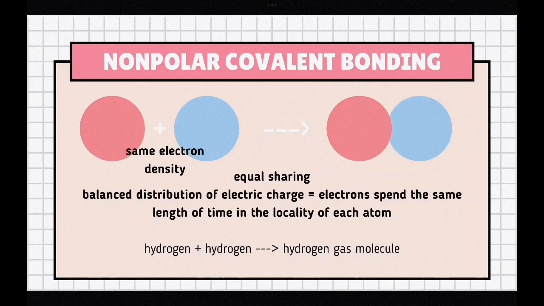Under covalent bonding, the electronegativity will help us identify if the bonding is nonpolar or polar covalent. First, in nonpolar covalent bonding, there is a balanced distribution of electric charge, meaning electrons spend the same length of time in the locality of each atom. So definitely, if we have two hydrogens, it forms a hydrogen gas molecule. This will be a nonpolar covalent bonding.